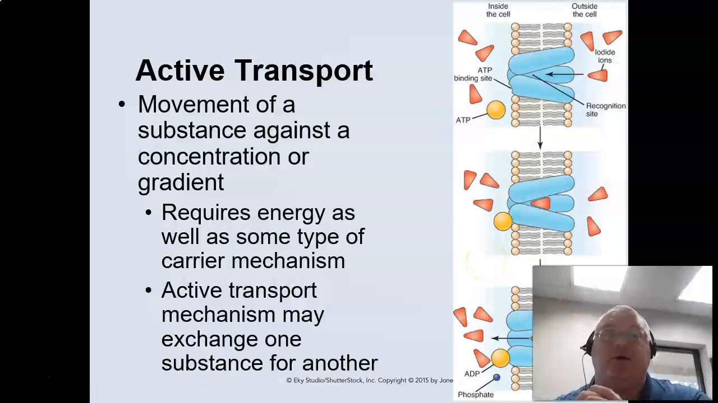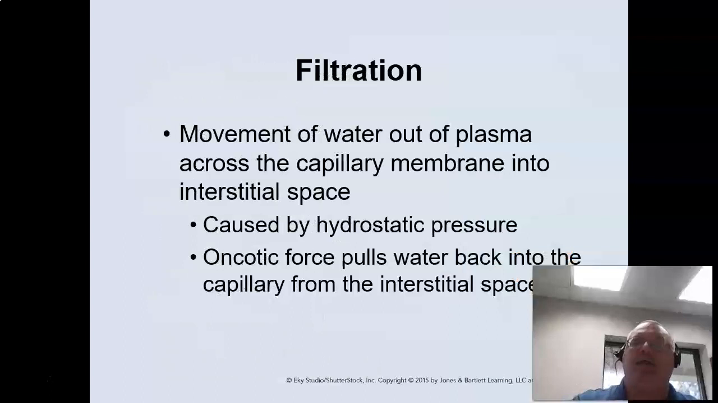Now, there are some times that we actually want to pump different ions one direction or the other. The sodium-potassium pump would be an excellent example of that, but it requires energy on the outside of it to open the channel to allow the ions in and in some cases out. So active transport requires additional energy in order for that to work.